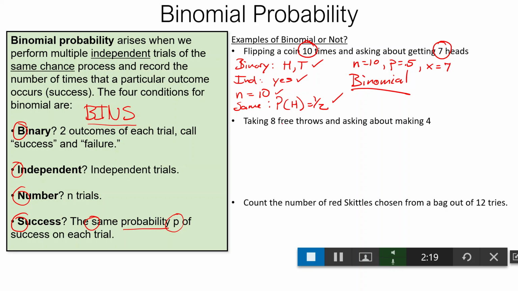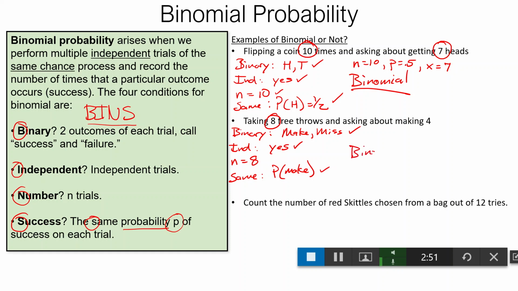All right, next up, taking 8 free throws, asking about making 4. So are free throws binary? Are there 2 outcomes? Well, yeah, we could make it or we could miss it. So that works. Are they independent? Yeah, for the most part. What happens on one of them is not really going to affect what happens on the next one. Is our n fixed? Yep, we're taking 8 free throws. And does the probability stay the same? Well, probably. Probability of making it is going to be some sort of fixed number. All right, so this is binomial.